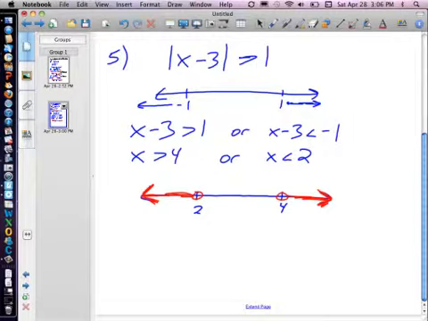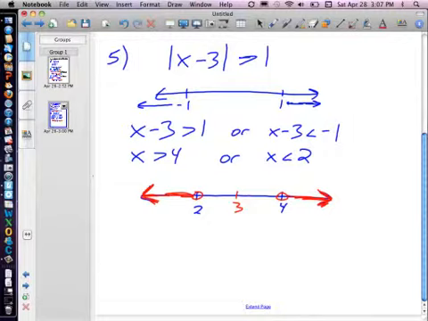Naturally, you'd want to double check to see if these make sense. So you can plug in a 5 here. 5 minus 3, that's 2. So yeah, you are greater than 1. You should try to plug in something over here, like a 0 to the left side. So 0 minus 3 is negative 3, absolute value of which would be 3, which is greater than 1. And try plugging in something in the middle like 3. 3 minus 3 is 0. 0 is not greater than 1, so we can feel pretty confident that we've graphed the correct thing.